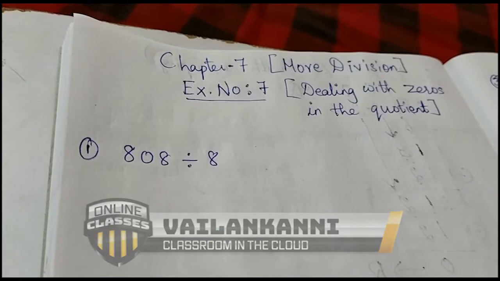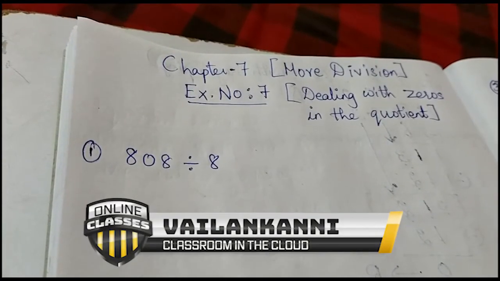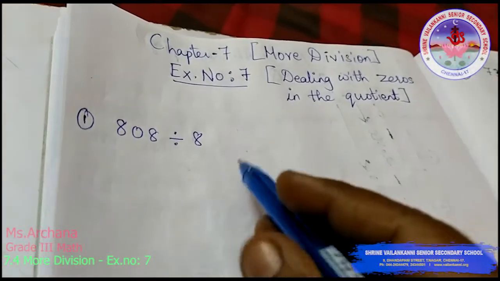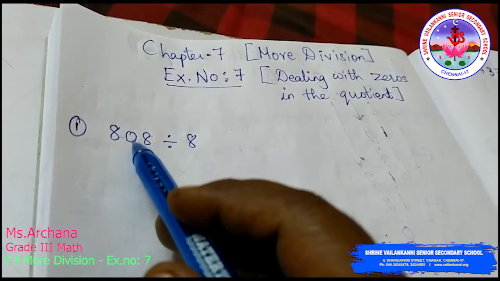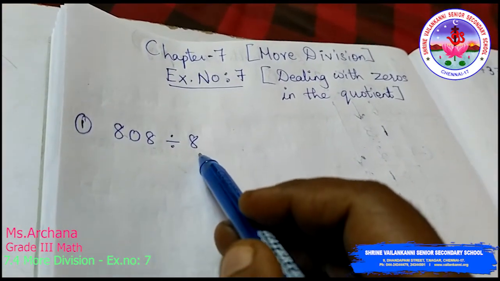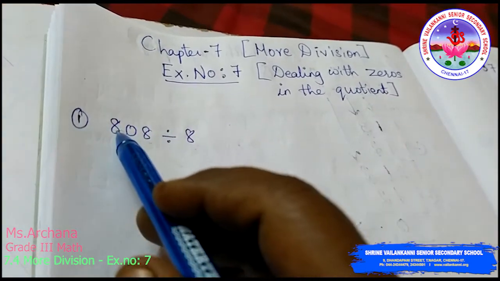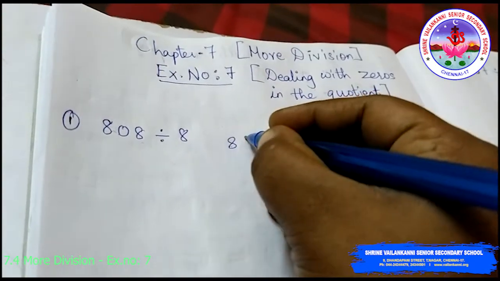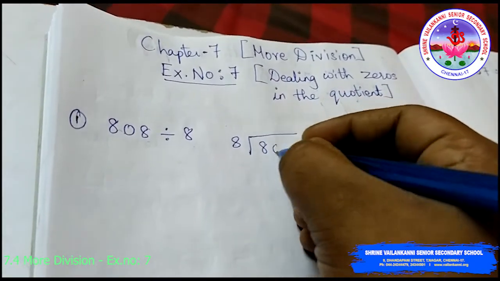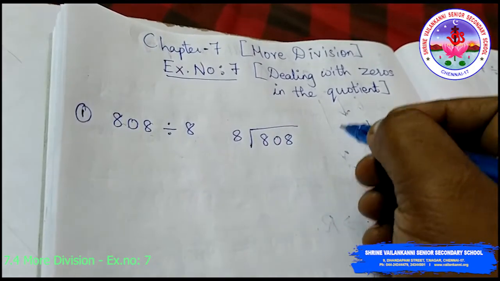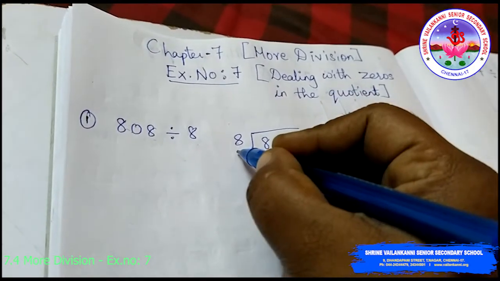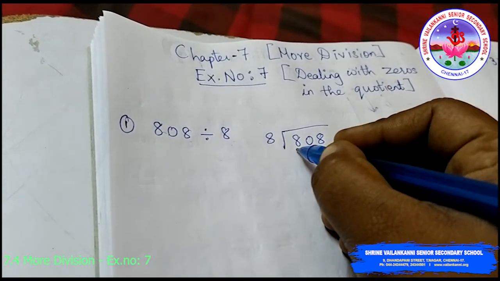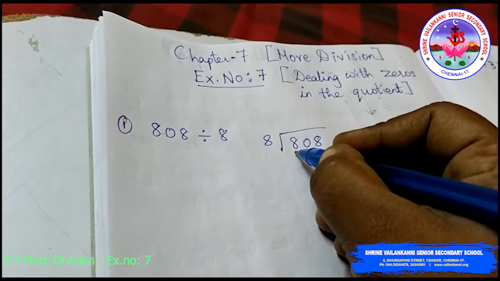Hi children, in this video, exercise 7 under chapter 7, dealing with zeros in the quotient, we are going to see. For that I have taken the example sum 808 divided by 8. So this 8 is your divisor and this 808 is your dividend. Okay, so now 8 outside, the divisor, 808 inside, the dividend. Now 8 is a one-digit number, so from the dividend also I am going to consider one digit from the highest place value.